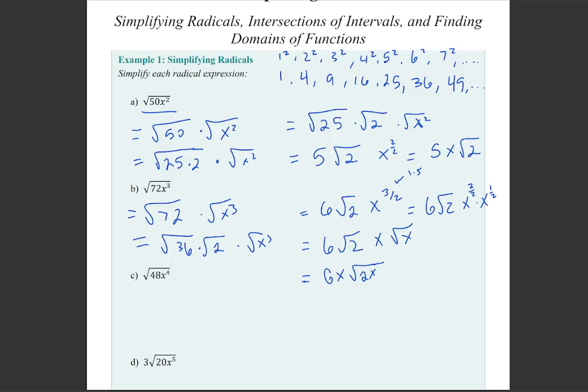Now to see the square root of 48 x to the 4. So we look at our list. Oh, 4 divides 48. What else do we have? 16 divides 48. It's usually easiest to grab the biggest one you can. Okay, so 16 divides 48. So then we have square root 48 times square root x to the 4. Okay, so this is the square root of 16 times the square root of 3, since 16 times 3 makes up 48, times square root of x to the 4.